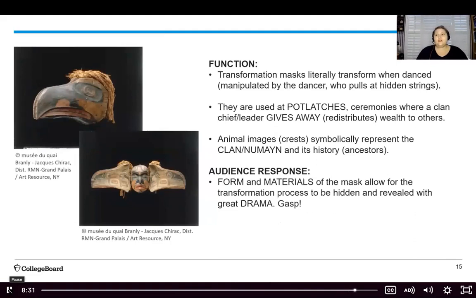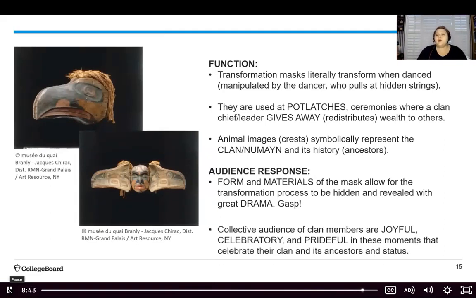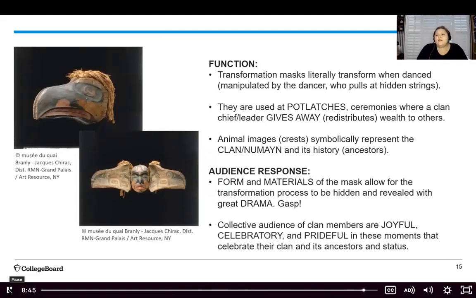And then the audience response. The form and the materials of the mask allow for the transformation process to be hidden and then revealed with great drama during the potlatch, during a pivotal moment. So that could be pretty awe-inspiring. And then this collective audience of clan members, all joined by blood already or by marriage, would be joyful. They would be celebratory. They would be prideful. That's why they're there to celebrate.